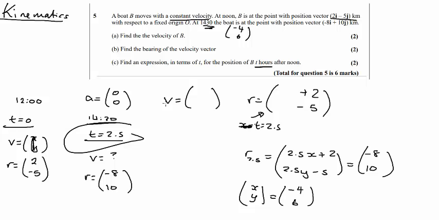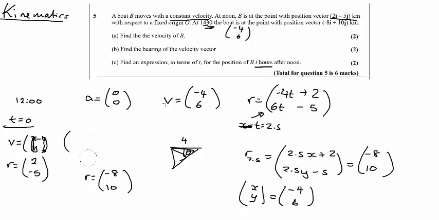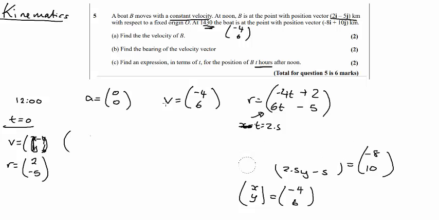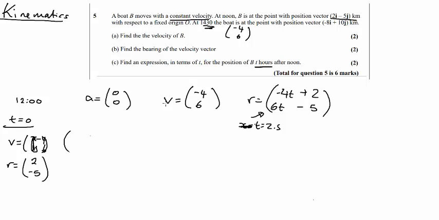Because remember, I know that this one now is minus 4, 6. Bearing of the velocity vector. So I know that it's going minus 4, so it's going that way, 6. No, what am I doing? Let me drop this out. It's a tip and a half. Okay, velocity vector minus 4, 6, so it's going that way. So it's 4 and 6.